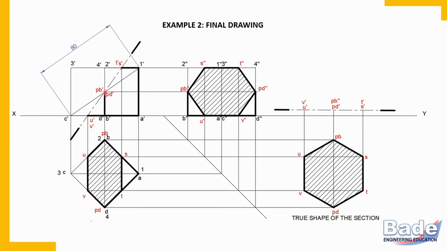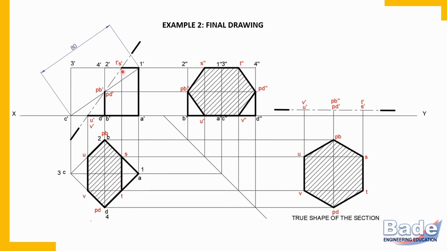Here also, PB and PD you will transfer by drawing a horizontal projector in the side view. PB is on edge B2, PD is on edge D4. S and T and also U and V you should transfer from top view to side view. So this is how you will transfer these points in the side view. So sectional side view is over. In the sectional top view, make the retained portion dark of course.